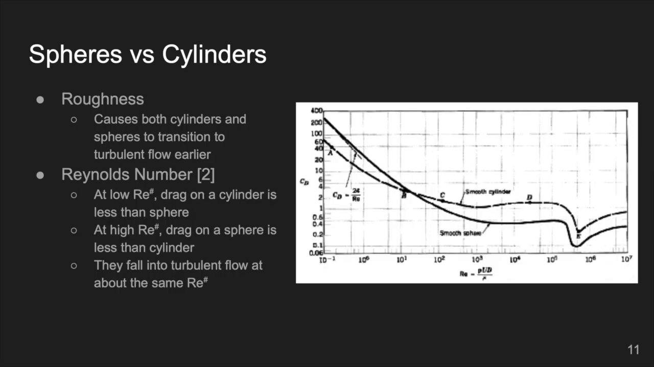Roughness generally has the same effect independent of whether the object is a sphere or a cylinder. Either way, the flow will separate and transition from laminar to turbulent flow earlier.